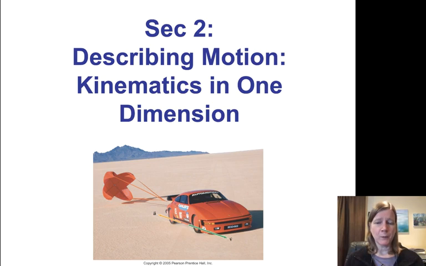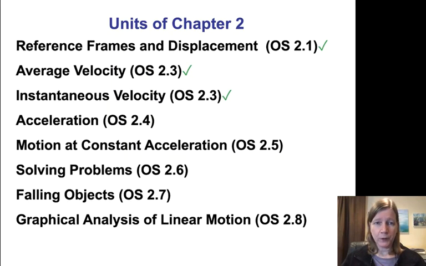Once we add a second dimension, the car going around a curve, or a football where we have both vertical motion as the football goes up and down and horizontal motion as the football moves in the direction of the throw, that will be two-dimensional motion, and we'll cover that in our next section. But for now, we're talking about kinematics in one dimension.